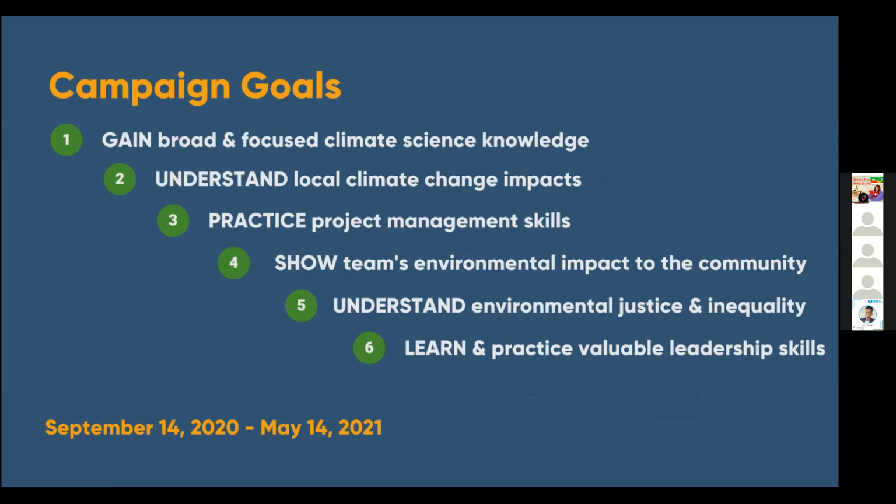They'll practice some project management skills like creating a task list and identifying a campaign type and an audience for their project and measuring their project impact at the end. They'll show their community evidence of the environmental impact of their work. They'll understand the definition of environmental justice and be able to cite examples of environmental justice issues where they live. And they'll learn leadership skills like collaborating with their teammates, generating creative ideas, thinking critically, conducting reliable research, speaking in public, and reaching out to experts and authorities.